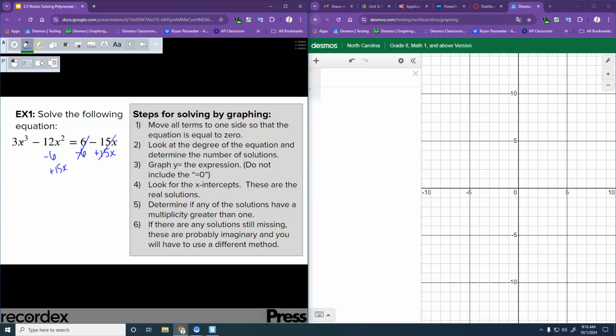Can I put any of that together? None of it goes together because none of it has the same variable parts. They're not like terms. So I'm just going to get 3x to the third minus 12x squared. I'm going to write that plus 15x first and the minus 6 last. And this would be equal to 0 because there's nothing left on the other side.